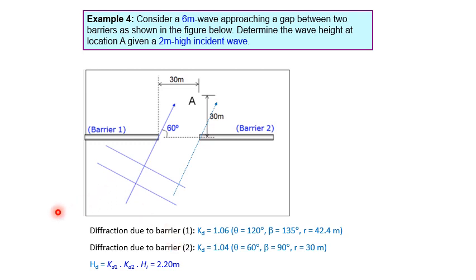So which means that the incidence wave height will be increased by the factor 1.06 due to barrier 1, and it will be increased by a factor of 1.04 due to barrier 2, so that the final diffracted wave height is the two diffraction coefficients multiplied to the original incidence wave height of 2 meter, and we get a final solution of 2.2 meter.